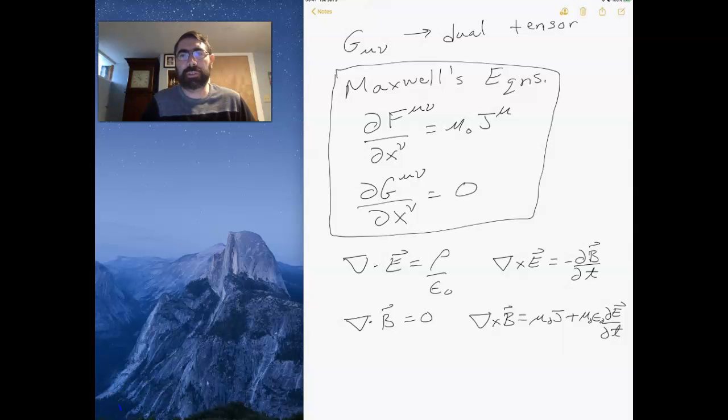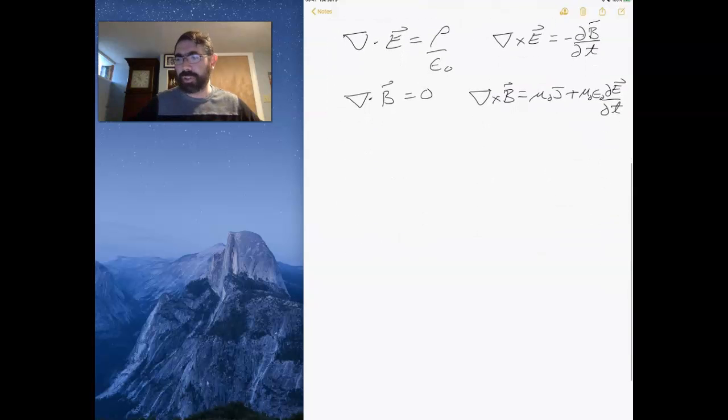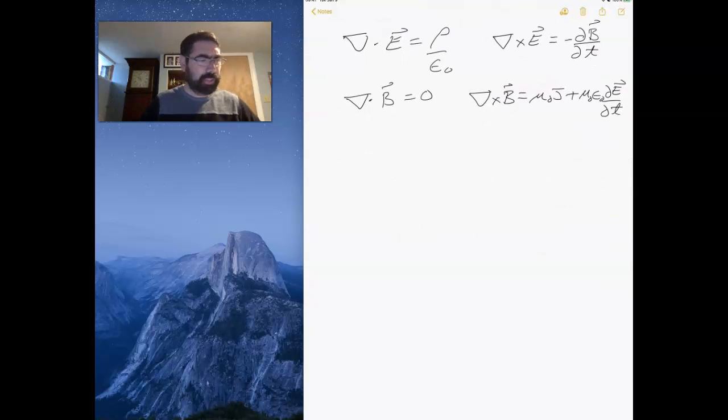Next, let me prove to you that writing Maxwell's equations in the tensor formalism actually will give us the 4 equations that we're used to writing down in what I keep calling the Gibbs notation, with the dels and the cross products and the curls. Okay, so let's start with the first Maxwell equation, and that is the derivative of F^μν over x^ν is equal to μ0 j^μ.